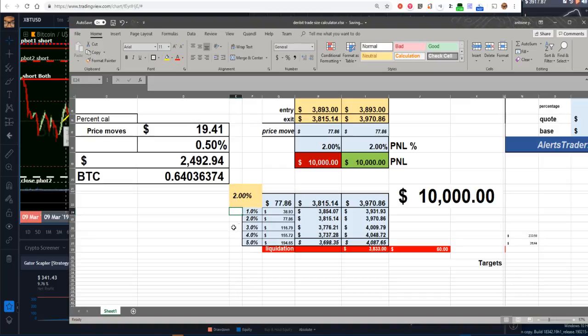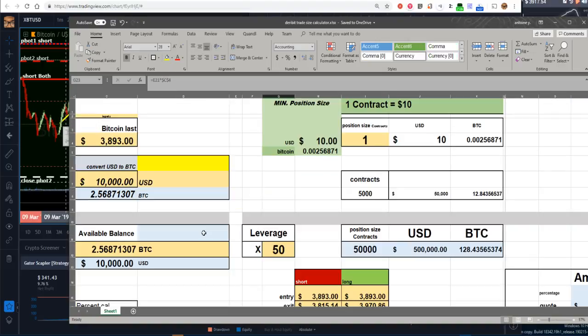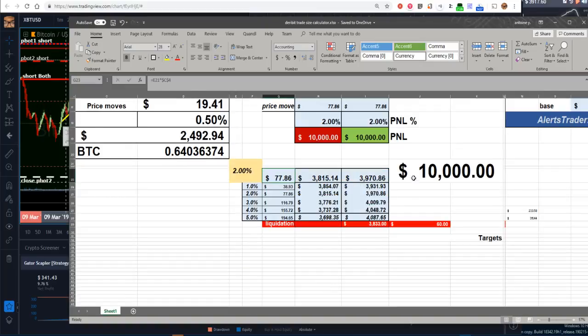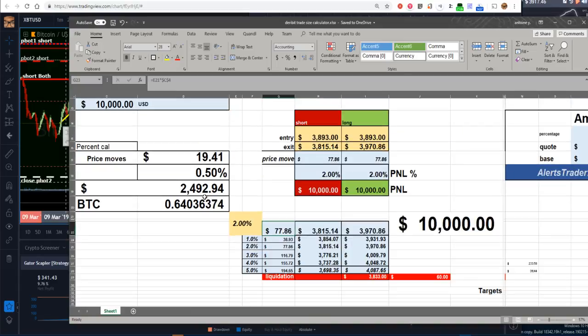The price can move $77 away from you. Right now, Bitcoin isn't moving 77 bucks that quickly, so you've got some opportunity to make yourself some change. Now, 2% against you is your whole account. These are gains, but when they go against you, they're called losses, which is called liquidation. If it goes 2% against you, which is $77, you're dead. It's going to take your whole $10,000. You can make that too if it goes in your favor. It's 50 times leverage.